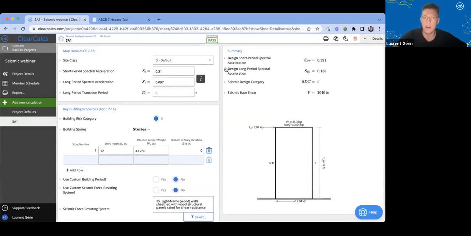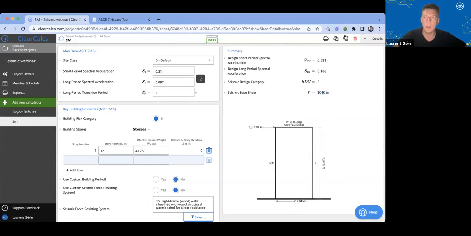And what we've got now is these parameters, right? So we've got SDS, SD1. These correspond to that design spectrum. Then we've got our seismic design category. So in this case, we're in SDC C. And we've got our seismic base shear, so 2,040 pounds. And given that we've got a single story building, 2,040 pounds is going to be our design seismic load.